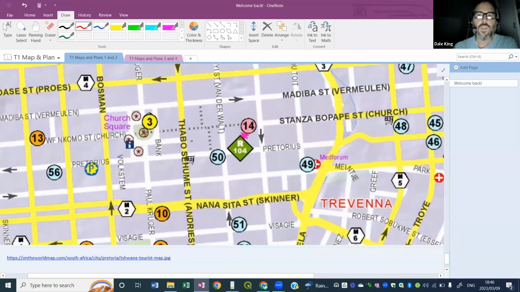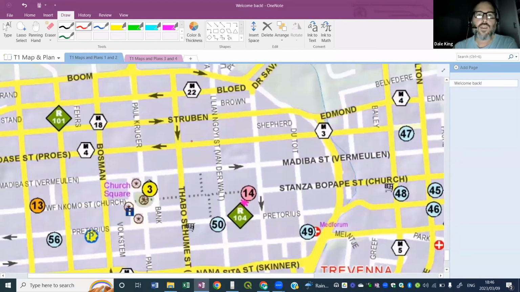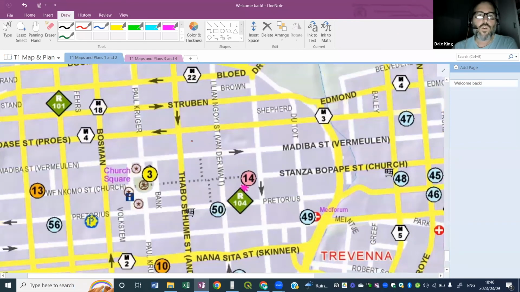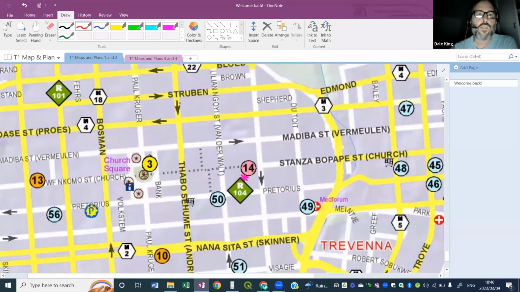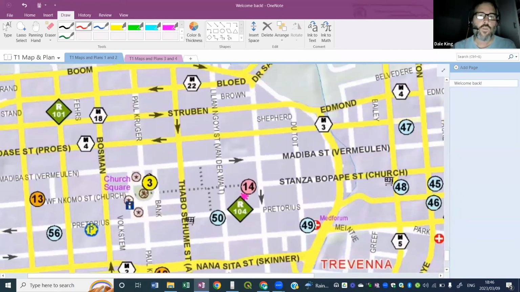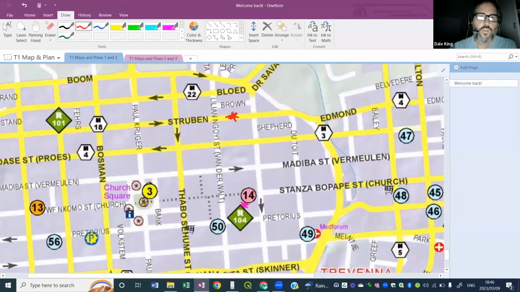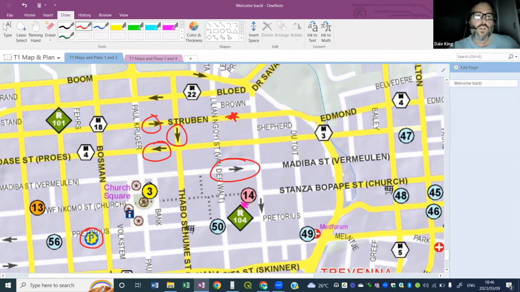So what if they said, you were on Struben Road? Here's Struben Road, there's the word Struben. Let's say you were here on Struben Road and you needed to get down here to the police station. Help this person by giving them directions to the police station. So we're going to give directions like turn left, turn right, go past, etc. What I want to ask you though is, what are these arrows on the streets? Do you see these arrows here? Who can tell me what they mean?